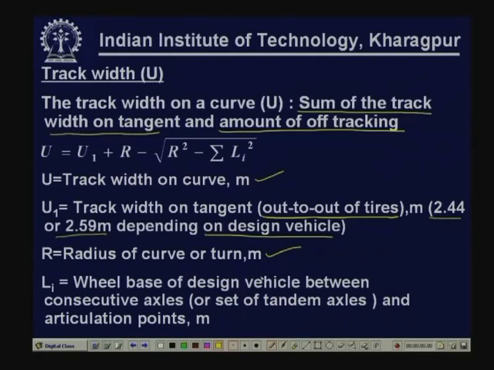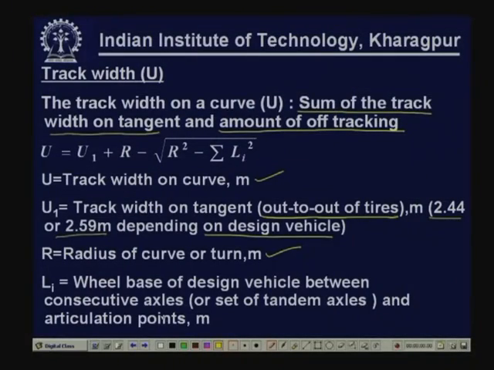Now, how to calculate the wheelbase for a normal vehicle, say a standard truck or maybe a bus, or even for a car? It is easy to calculate this length of wheelbase. Obviously, the procedure may not be so simple if we consider the articulated vehicles. In that case also there are procedures available, one can refer to a standard textbook or the AASHTO manual to understand in detail how exactly this Li is calculated, but Li is basically the wheelbase of design vehicles between consecutive axles and articulation points. So, using this equation, one can easily calculate what could be the width of curve on tangent. Now, this component U1 is the track width on tangent, that is simple, and this component is also simple.